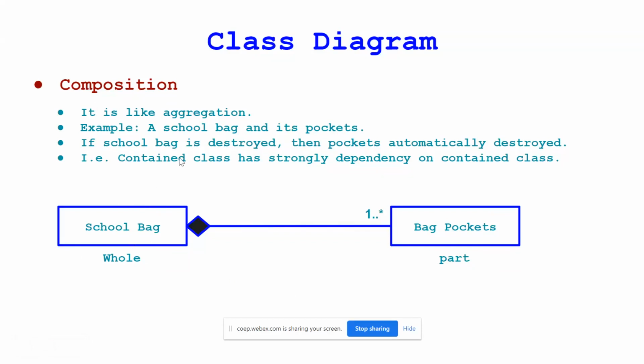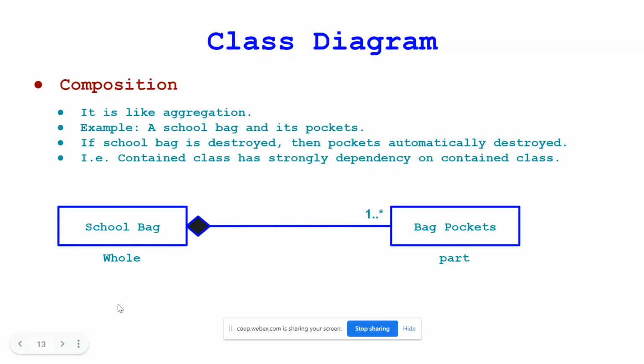Actually here, this is a typing mistake. What I have written here is that the contained class has strong dependence on the contained class. That same thing I have written, but you just understand here. This is the contained class and this is the container class. So we can say this bag pocket class is strongly dependent on the school bag class.